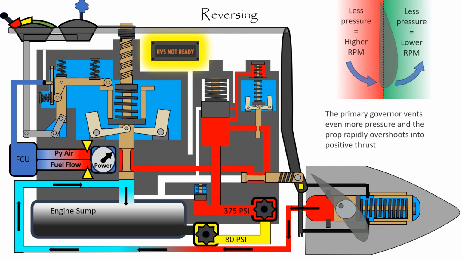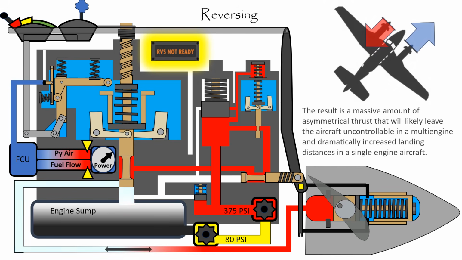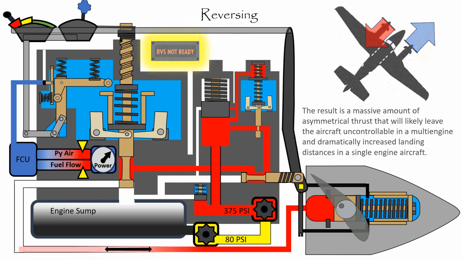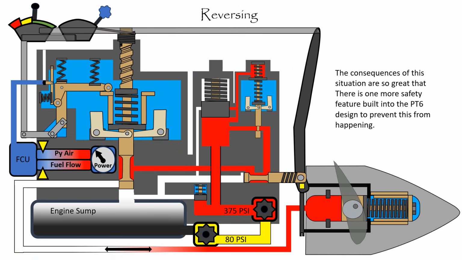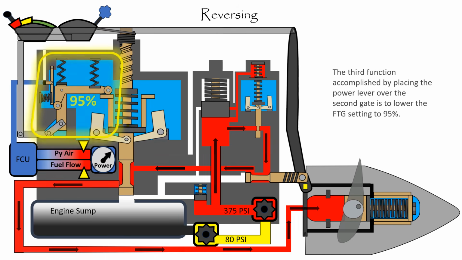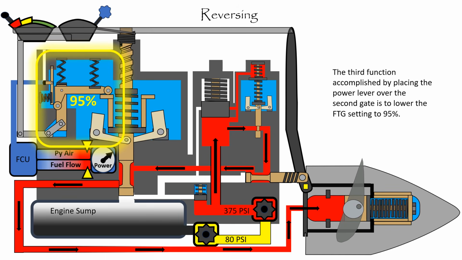The primary governor vents even more pressure, and the prop rapidly overshoots into positive thrust. The result is a massive amount of asymmetrical thrust that will likely leave the aircraft uncontrollable in a multi-engine and dramatically increase landing distance in a single-engine aircraft. The consequences of this situation are so great that there are more safety features built into the PT6 design to prevent this from happening.